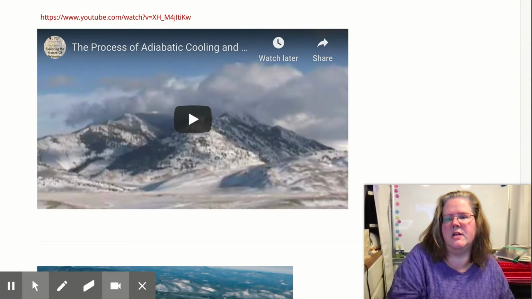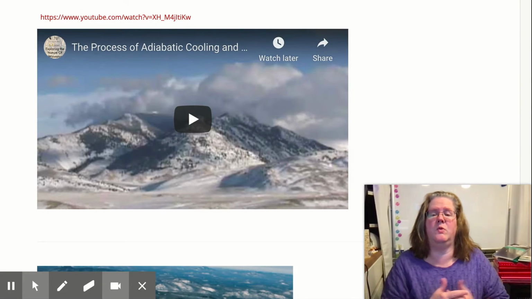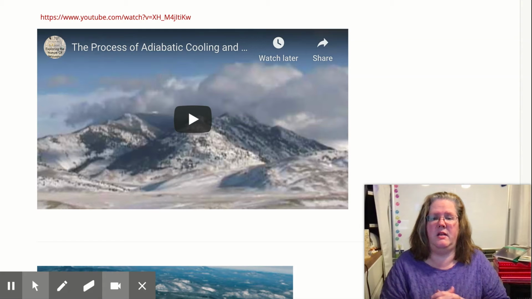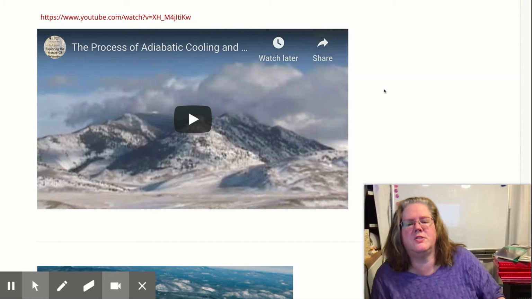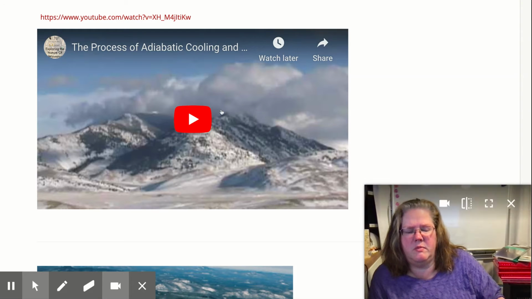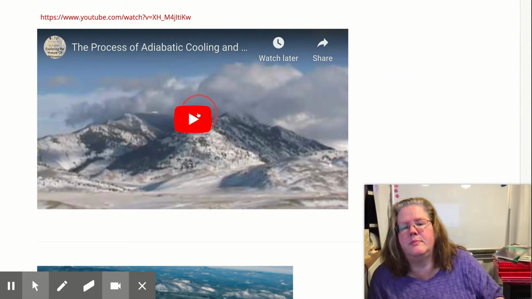Okay, so now we're going to actually look at adiabatic cooling in mountains, and you can literally see the wet side and the dry sides. You can see where there's a little snow shadow effect going on. Anyway, watch. Here we go.